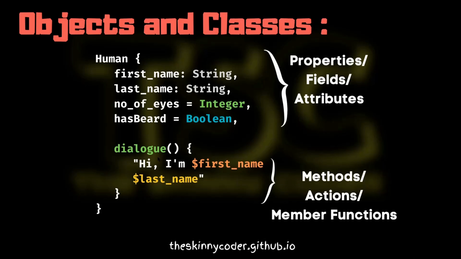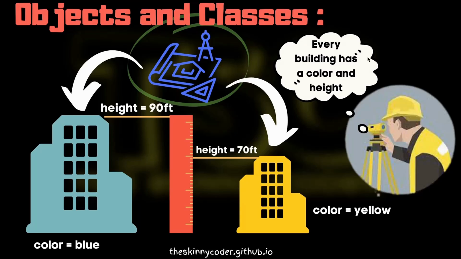For example, take a civil engineer. Okay, here is a civil engineer, and he says every building has got a color and a height. Okay, but he uses the same blueprint. You can see I made it look like a blueprint by giving it a color of blue. I don't know if that's looking like a blueprint. He created two buildings using the same blueprint, but the color of the first building is blue and the color of the second building is yellow. And even the heights differ. The height of the first building is 90 feet while the second one is 70 feet.